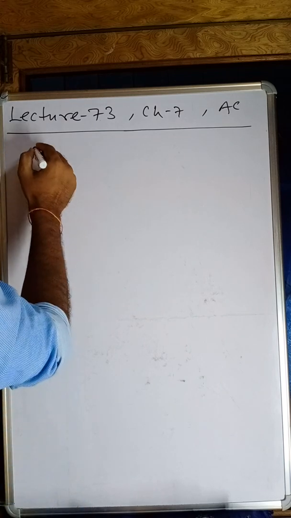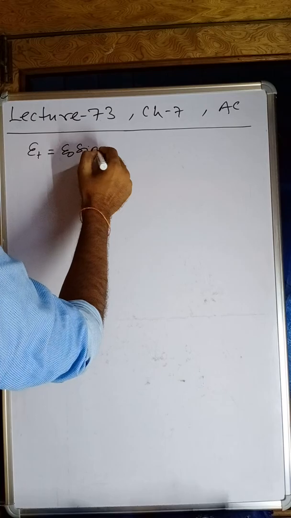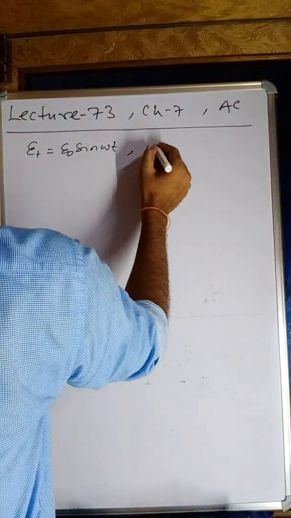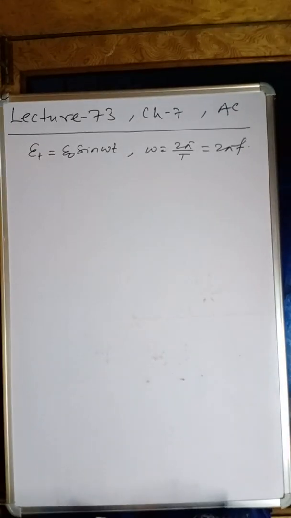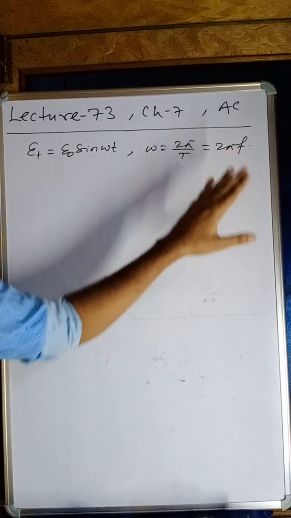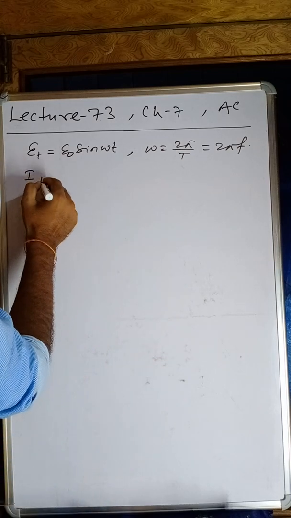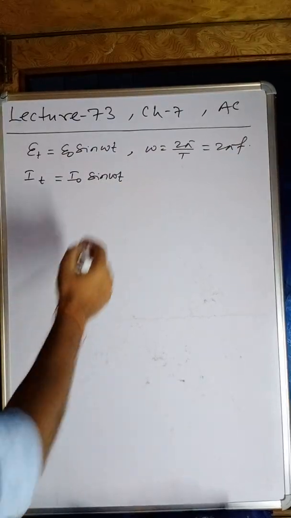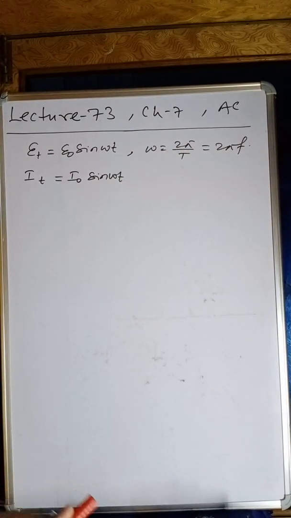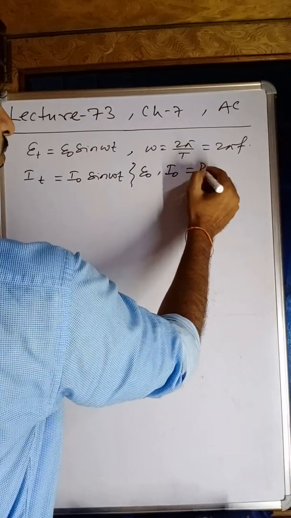We have studied the instantaneous value of voltage, E(t) = E naught sine omega t, where omega is 2 pi over T, or you can write 2 pi f. Here f is the frequency, in India its value is 50 Hertz. If we have a resistance, then the current through that circuit is I naught sine omega t, with the same omega as above. Here E naught and I naught are the peak values.